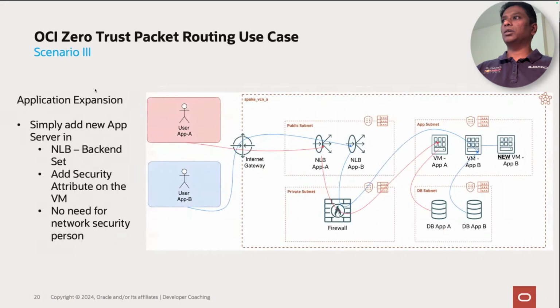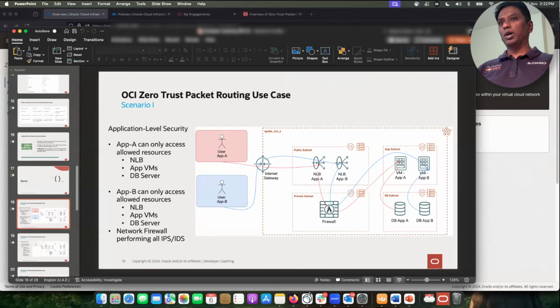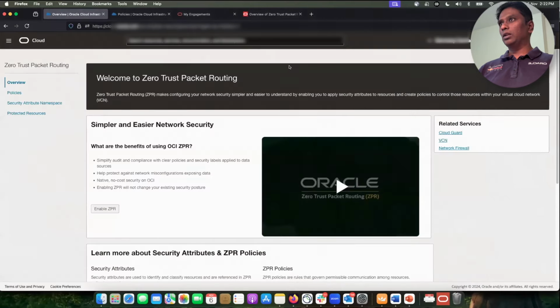And the third scenario is once you have your application up and running, and you start going left and right, where you start creating or expanding your workloads, what is the risk of having a misconfiguration, and how Zipper actually helps you to make sure the overall security posture is maintained. So these are the 3 different scenarios. We'll go one by one. We'll start with scenario 1, and now we'll look at the console itself.